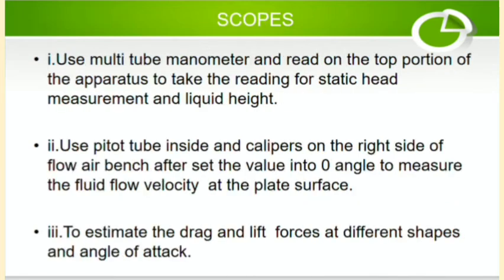And for the scope, we use the multi-tube manometer on the top portion of the apparatus to take the reading for static height measurement and liquid height. Second, we use a pitot tube and calipers on the right side of the flow air bench, after setting the value to zero angle, to measure the fluid flow velocity at the plate surface. Third, to estimate the drag and lift forces at different shapes and angles of attack.